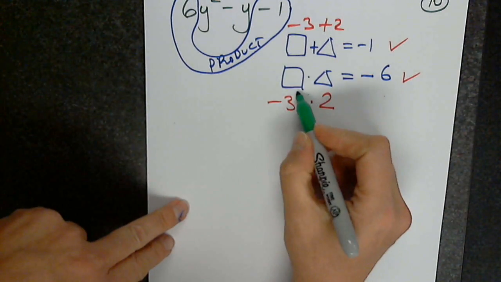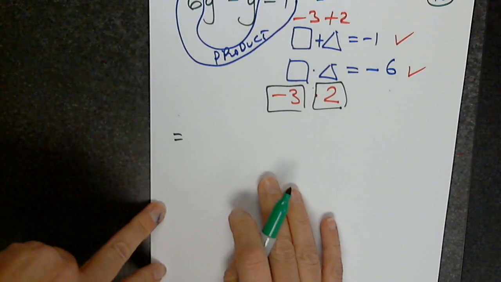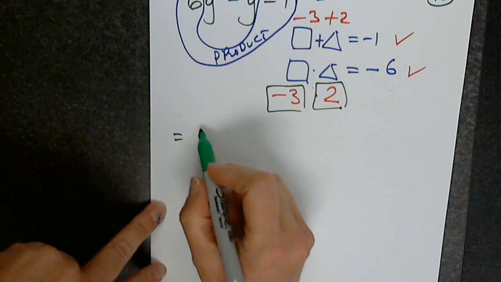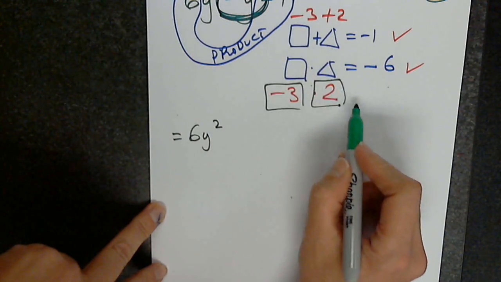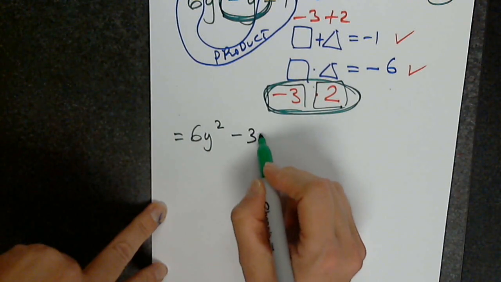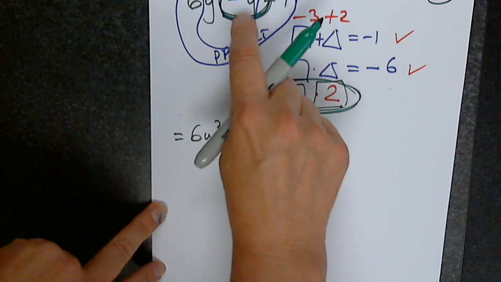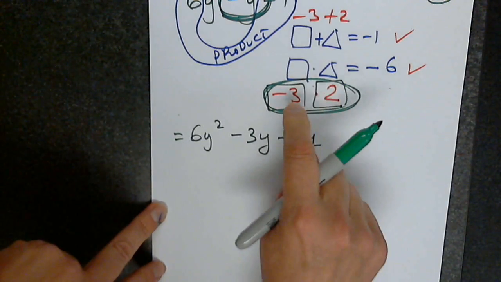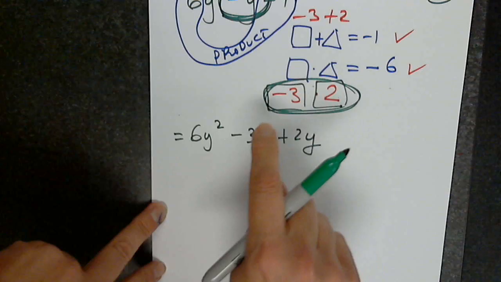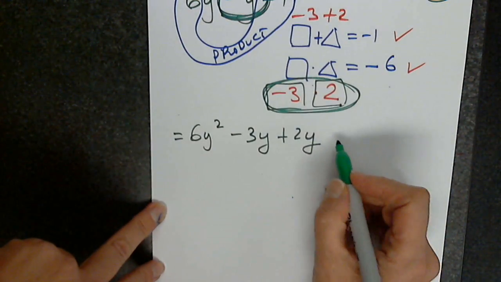So once I discover these two numbers, I am going to use them to rewrite the polynomial. 6y squared does not change, but minus y changes into minus 3y plus 2y. Instead of minus y, I use the numbers we determined, and change minus y into minus 3y plus 2y. This sum is still that. And of course, I'm going to copy minus 1.